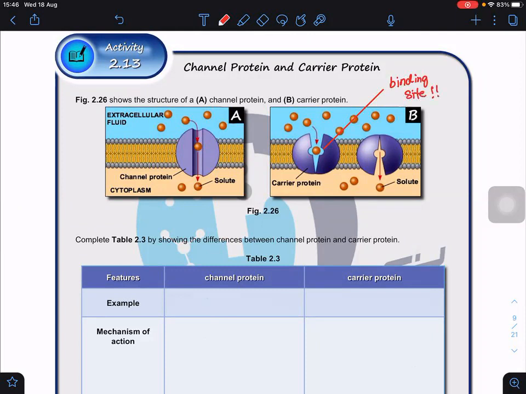Are you clear? Binding sites. So it means that in the binding sites for glucose, you don't expect maltose can bind. You don't expect the galactose can bind. You don't expect that fructose can bind. Are you clear? So they do have this binding site. So this binding site is very, very specific.